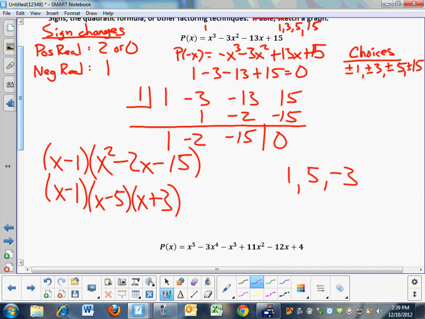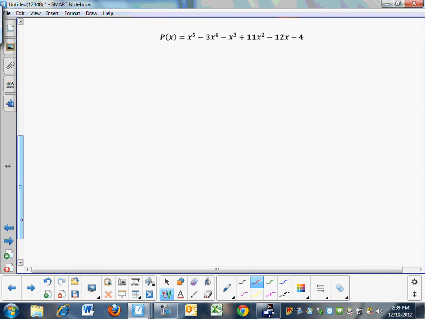The negative solutions, you got to plug in p of negative x. Got to plug in the negative x. And when you plug in the negative x, then you look for the number of sign changes. Okay, last one. This one's x to the 5th. Let's start with our sign changes. How many sign changes? 4.